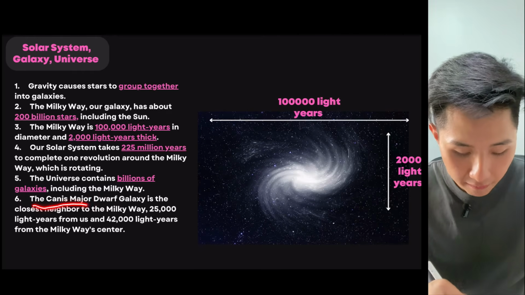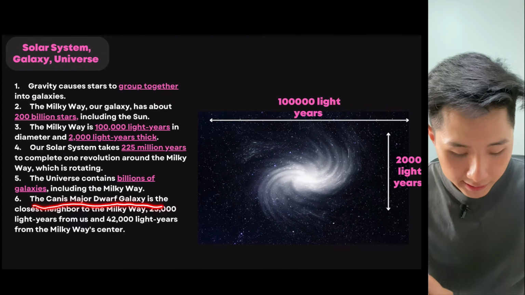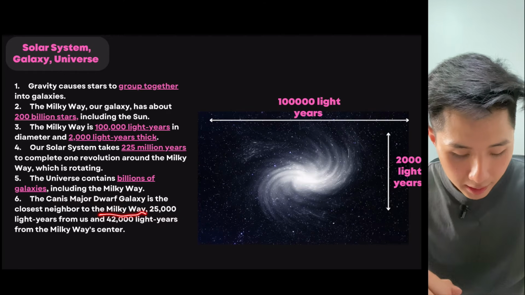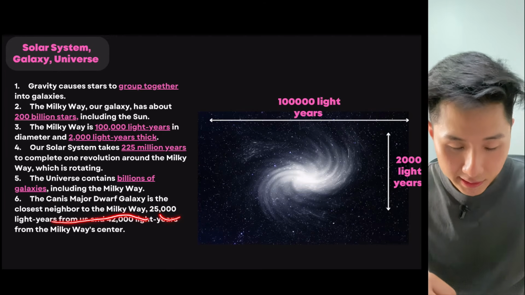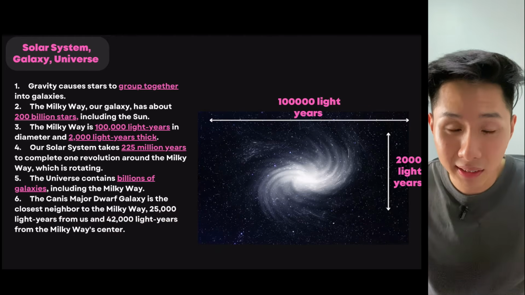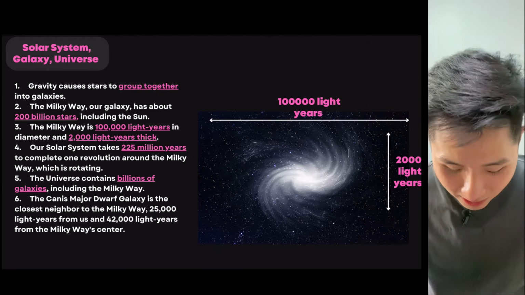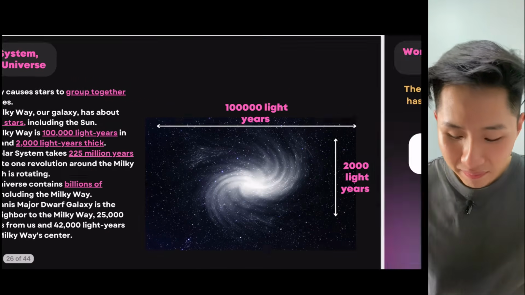And here I have a fun fact. The Canis Major dwarf galaxy is the closest neighbor to the Milky Way, 25,000 light years from us, meaning light needs to travel 25,000 years to reach the dwarf galaxy.